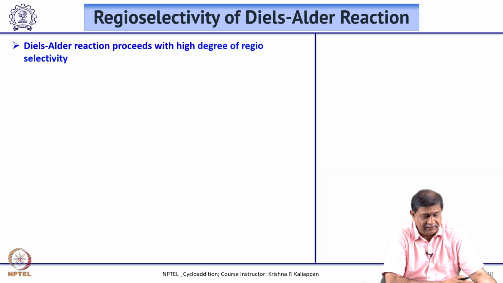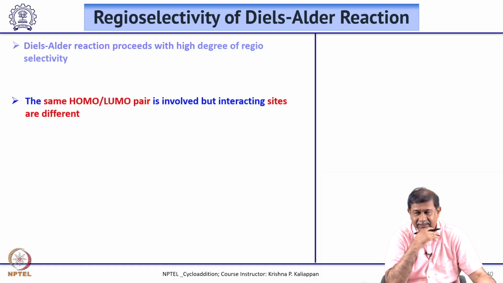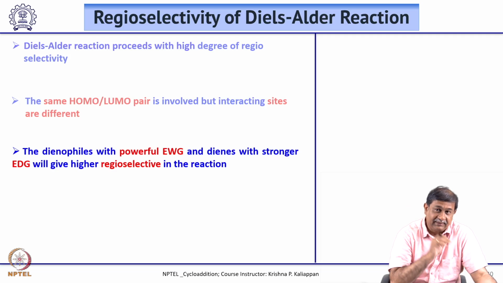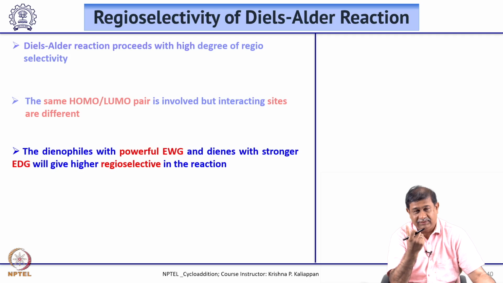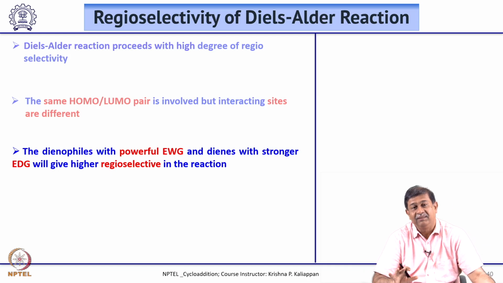So it is believed and it is proved that Diels-Alder reaction always proceeds with a very high degree of regioselectivity. The reason is, in the case of the normal Diels-Alder reaction, where you have diene with electron donating substituent and dienophile with electron deficient substituent, the HOMO of diene is involved and LUMO of dienophile is involved. Okay. But if the electron withdrawing group is powerful, and likewise the electron donating group attached to the diene is strongly electron donating, then the regioselectivity will be very, very high.